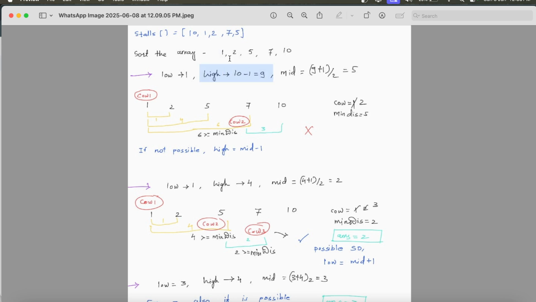Let us think, if we have two cows, the first cow we place at this location and the second cow at this location. What is the distance between them? It is 9. So 9 could be the answer if we have only two cows.